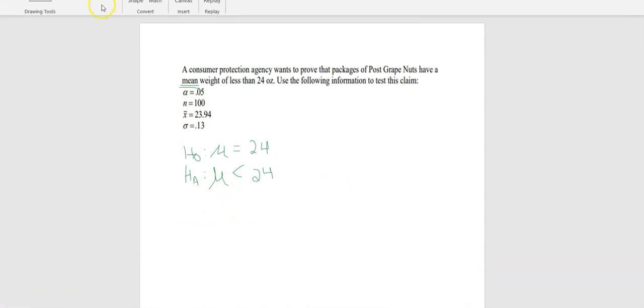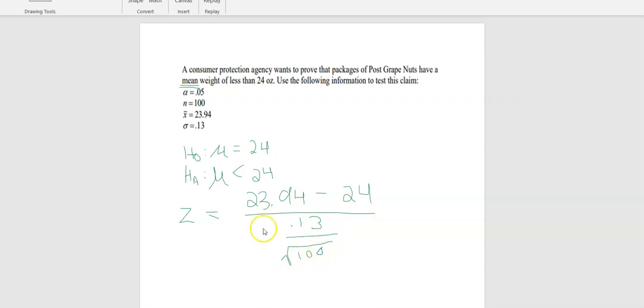All right, so we're going to have z equals our x bar is 23.94. And we want to subtract our mean, which is the mean in the null hypothesis. We're going to subtract 24, over sigma 0.13, over the square root of our sample size, which in this case is 100.